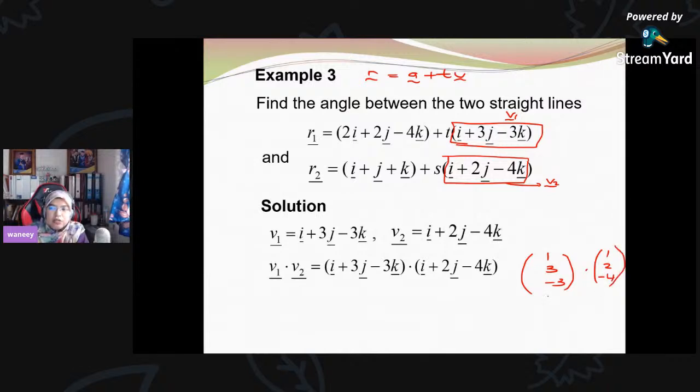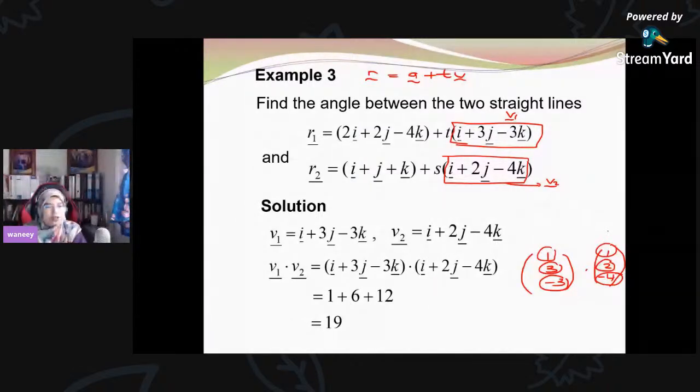So what we are going to do is take the i times the i, plus j times the j, plus k times the k. So 1 plus 6 plus 12. So 1 plus 6 plus 12, so this one 7, 7, 12, 19. So the answer is 19. So that is V1 dot V2.